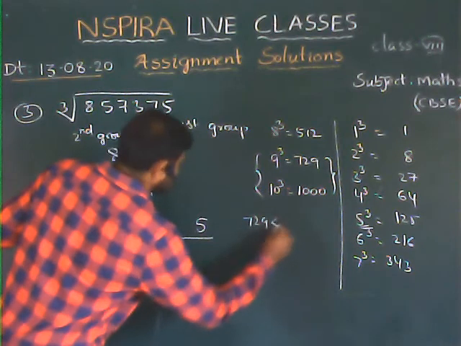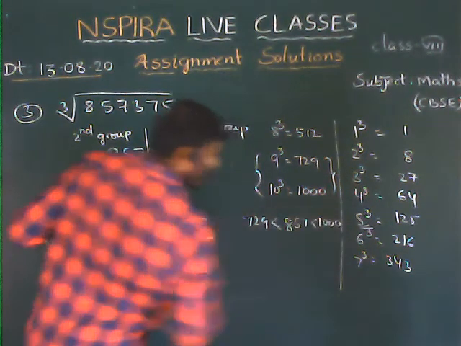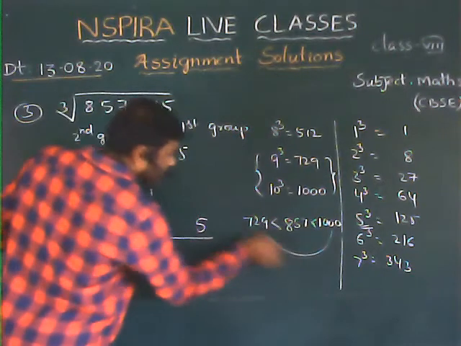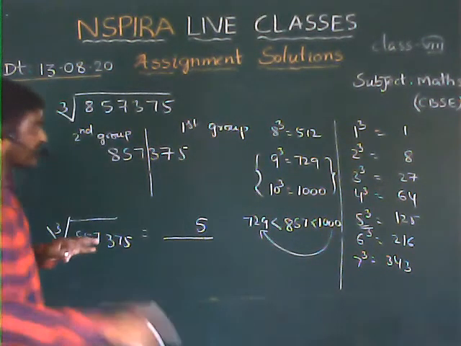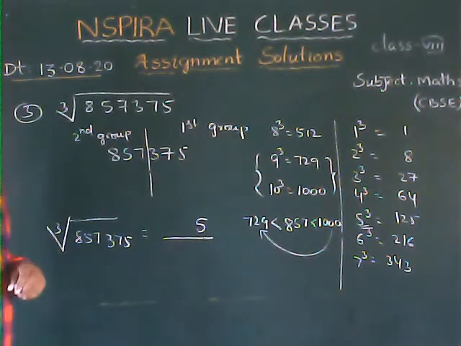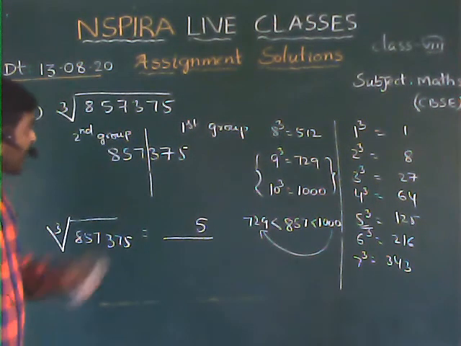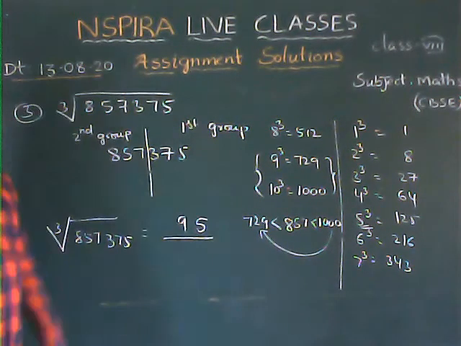729 is less than 857, which is less than 1000. That's why among these two, the smallest one is 729. So always we consider the smallest one. The smallest one is the cube of which number? 9. So 9 cube is equal to 729. So here 9 is our tens digit.